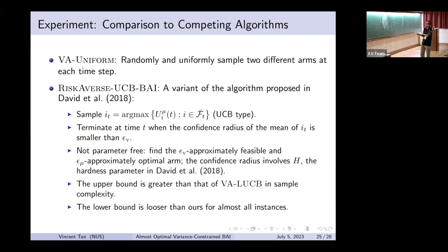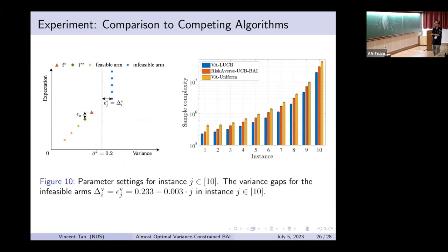But notice the difference. As I said, it's not completely parameter free. They have to find an epsilon approximate feasible and an epsilon mu approximately optimal arm. But this procedure involves knowing the hardness parameter. Turns out that the upper bound is greater than that of our algorithm. And they also have a lower bound that is also looser for almost all instances. The main difference here is that there is no challenger pulling. And so let's see the empirical performance on a particular instance that we constructed here.